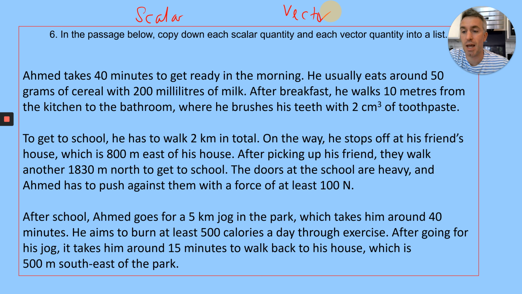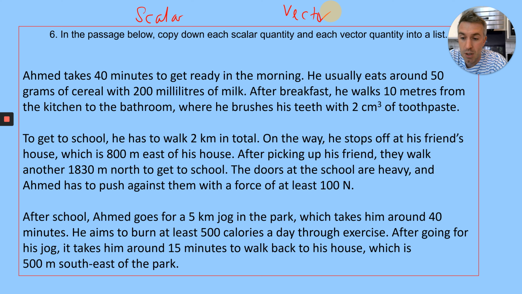Ahmed takes 40 minutes to get ready in the morning. He usually eats around 50 grams of cereal. How would he know? Does he measure it? Strange man. With 200 milliliters of milk. Very strange. But 2 measurements there. Are they vectors? Are they scalars? After breakfast, he walks 10 meters from the kitchen to the bathroom, where he brushes his teeth with 2 cubic centimeters of toothpaste. To get to school, he has to walk 2 kilometers in total. On the way, he stops off at his friend's house, which is 800 meters to the east of his house. After picking up his friend, they walk another 1,830 meters north to get to school.